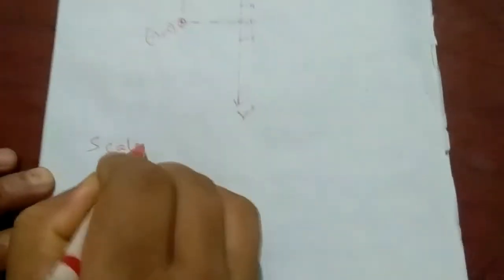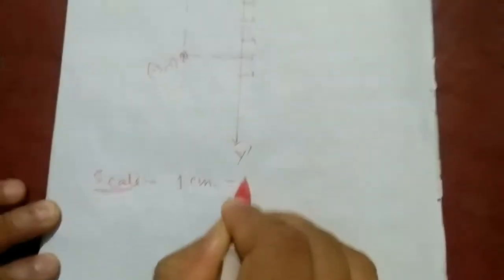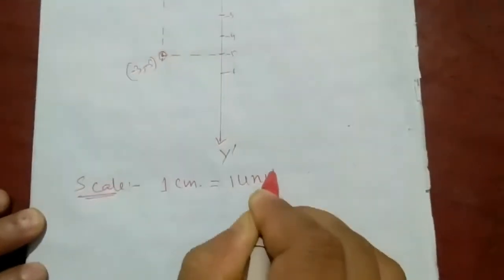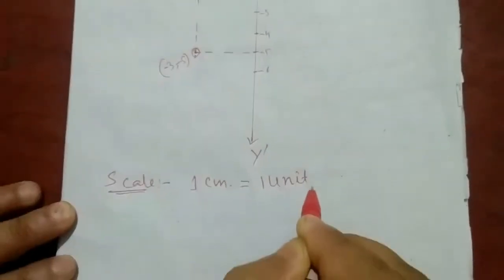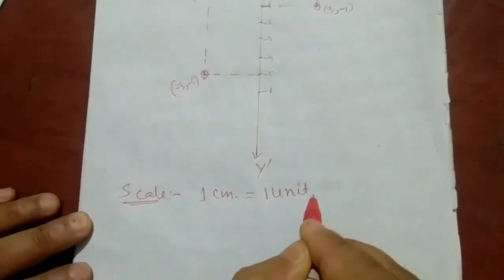Then let me write the scale below. The scale must be written. Scale: 1 centimeter equal to 1 unit. We have taken 1 centimeter equal to 1 unit.